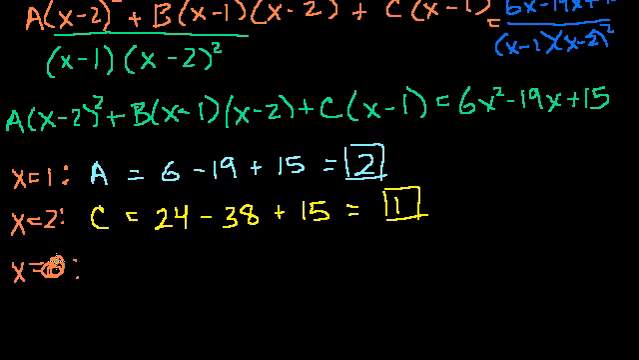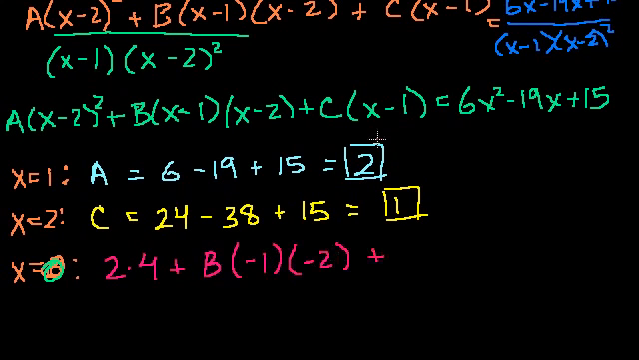Let me do that in a different color. If x is equal to 0, then what do we have? We have a, but a is 2, right? 2 times 0 minus 2 squared. So that's minus 2 squared. So it's 2 times 4 plus b. That's what we're trying to solve for. We already solved for everything. b times 0 minus 1 is minus 1, times minus 2, plus c times minus 1.